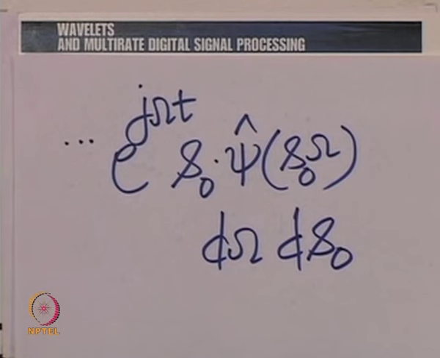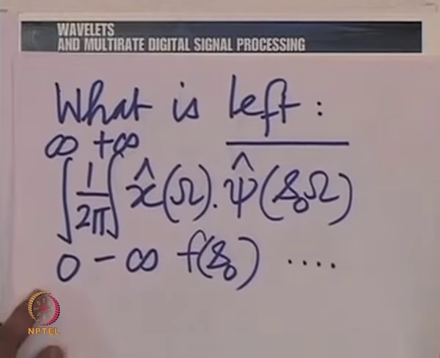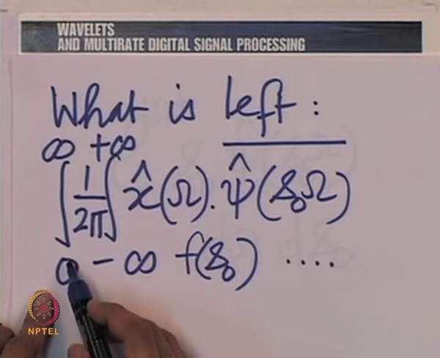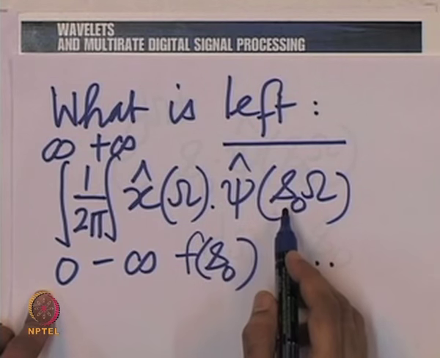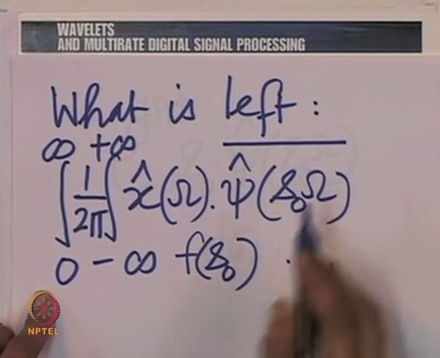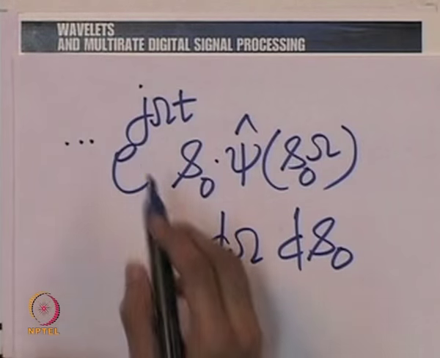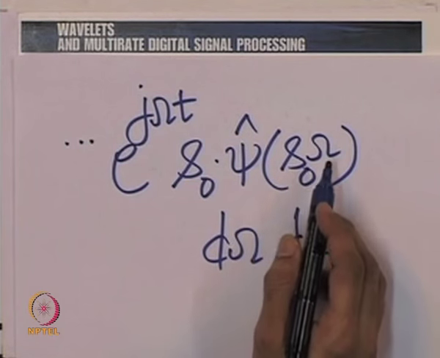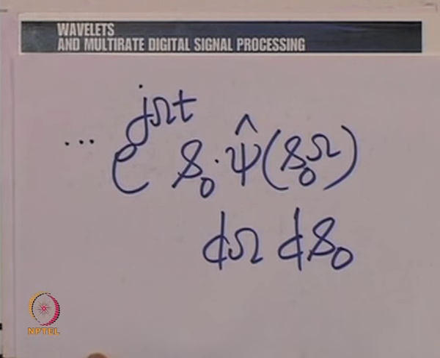This is what is left. We need to flash it once again. You have an integral on s naught outside, an integral on omega inside. X cap omega, psi cap s naught omega complex conjugate, a weighting function in s naught, and then e raised to the power j omega t, s naught, psi cap s naught omega, integrated on omega and then on s naught. And now we'll use the standard trick again.